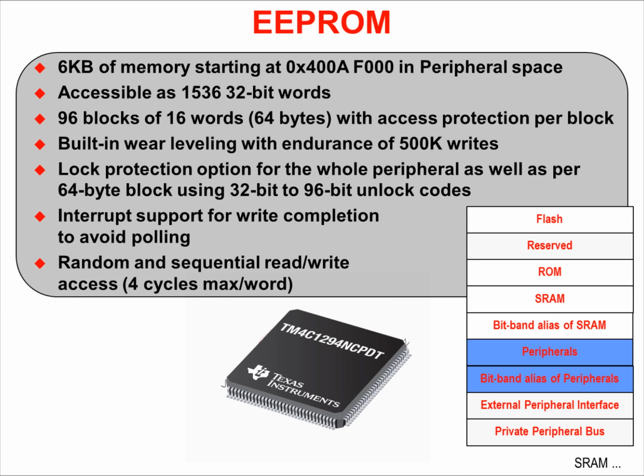When writing to EEPROM from code, write completion can be assured either through polling or with interrupts. Random read-write accesses to EEPROM require 4 cycles per word. Sequential writes require the same amount for the first access and then single cycle for each one afterwards.